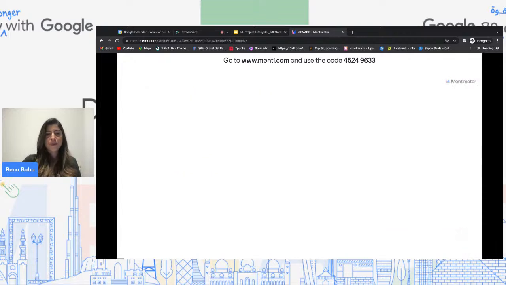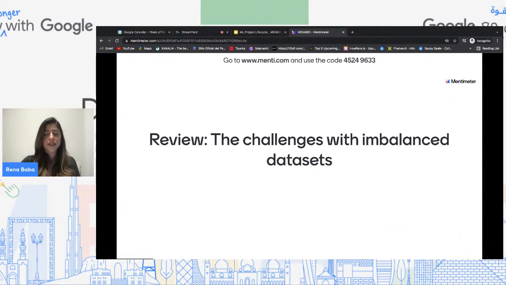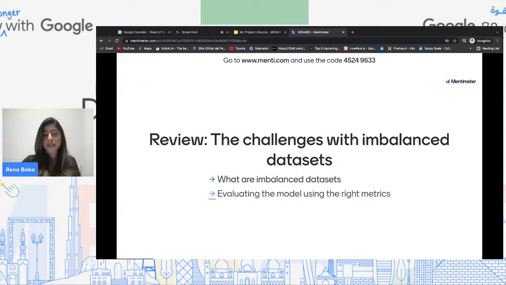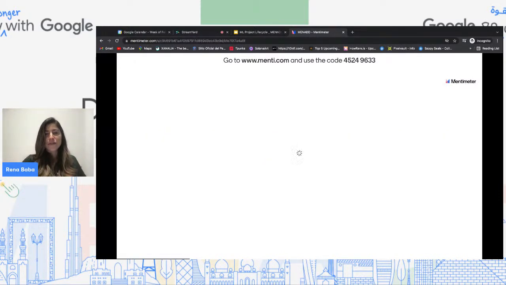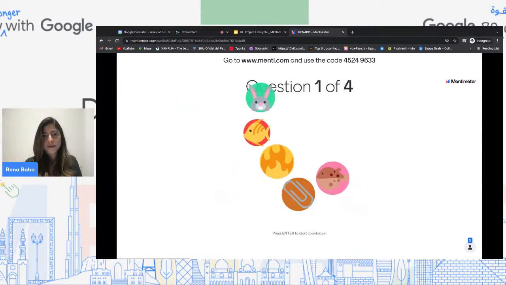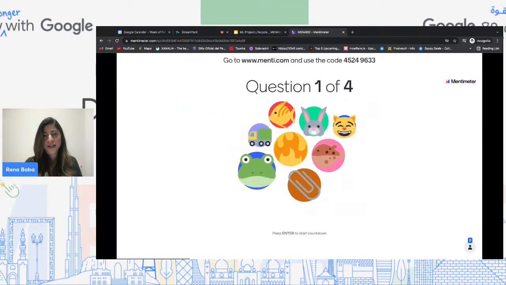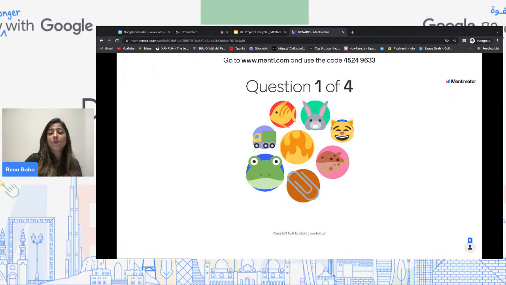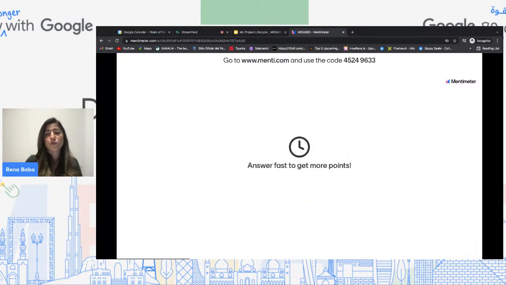Okay. We're going to start with the challenges with imbalanced data sets. We're going to talk first about their definition. So what are imbalanced data sets? And then we're going to talk about what this means for evaluating the model that we're about to talk about. So my first question to you, now we have everyone here, is what are imbalanced data sets? You'll have three options and I want you to choose the right one.